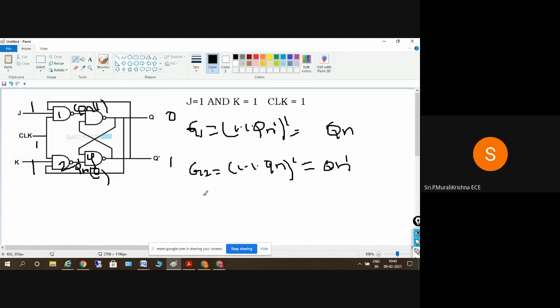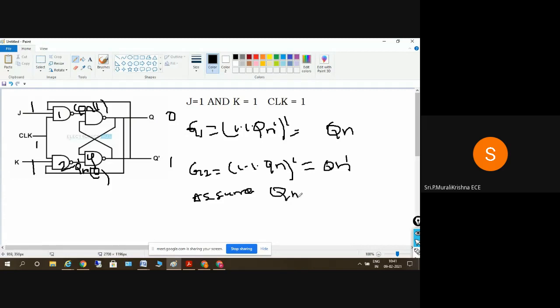The meaning of this is, G3 will be equal to Qn bar, and G4 will be equal to Qn. And if G3 is Qn here, obviously G4 will be equal to Qn bar. So clear? So what I'm doing here is, this is the output of the first gate and the second NAND gate here.